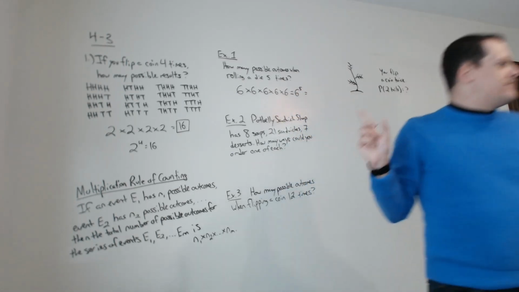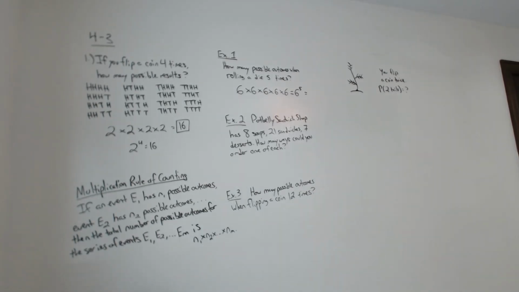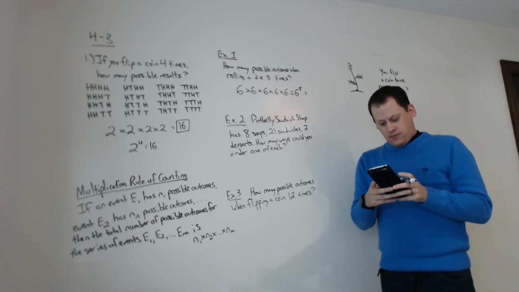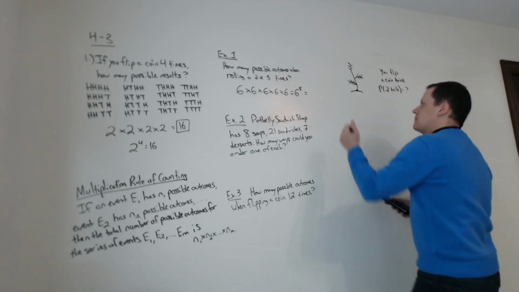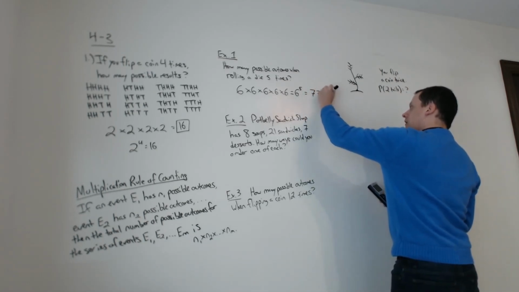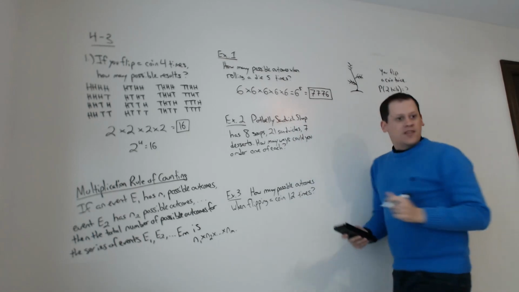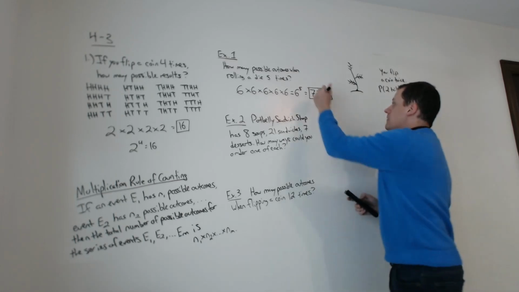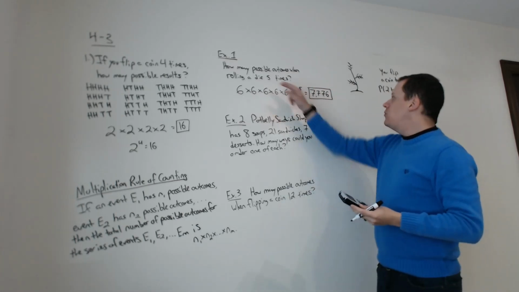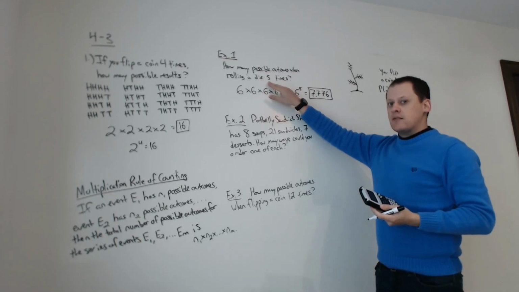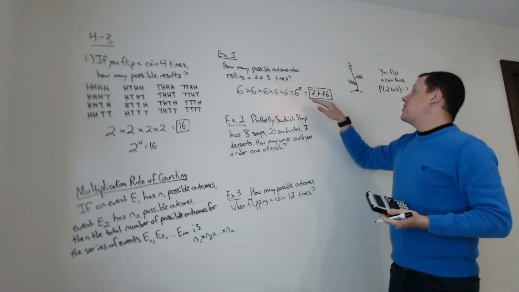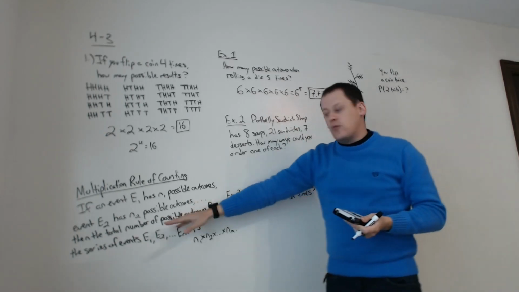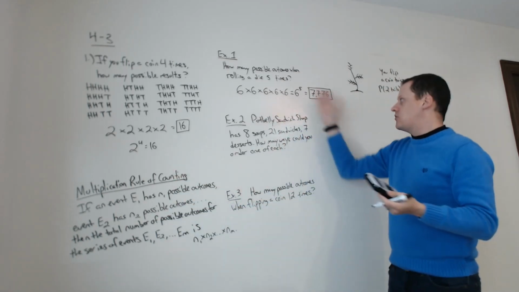I do not know 6 to the 5th power off the top of my head. So I will use my trusty dusty calculator. 7,776. 7,776 different outcomes when you roll a die 5 times. Okie dokie. So you can see how even with a relatively small number of events, when you're multiplying all those numbers together, this gets out of hand pretty quickly. This number can get really big. But as long as you know how to apply the multiplication rule of counting, you're just multiplying numbers together.